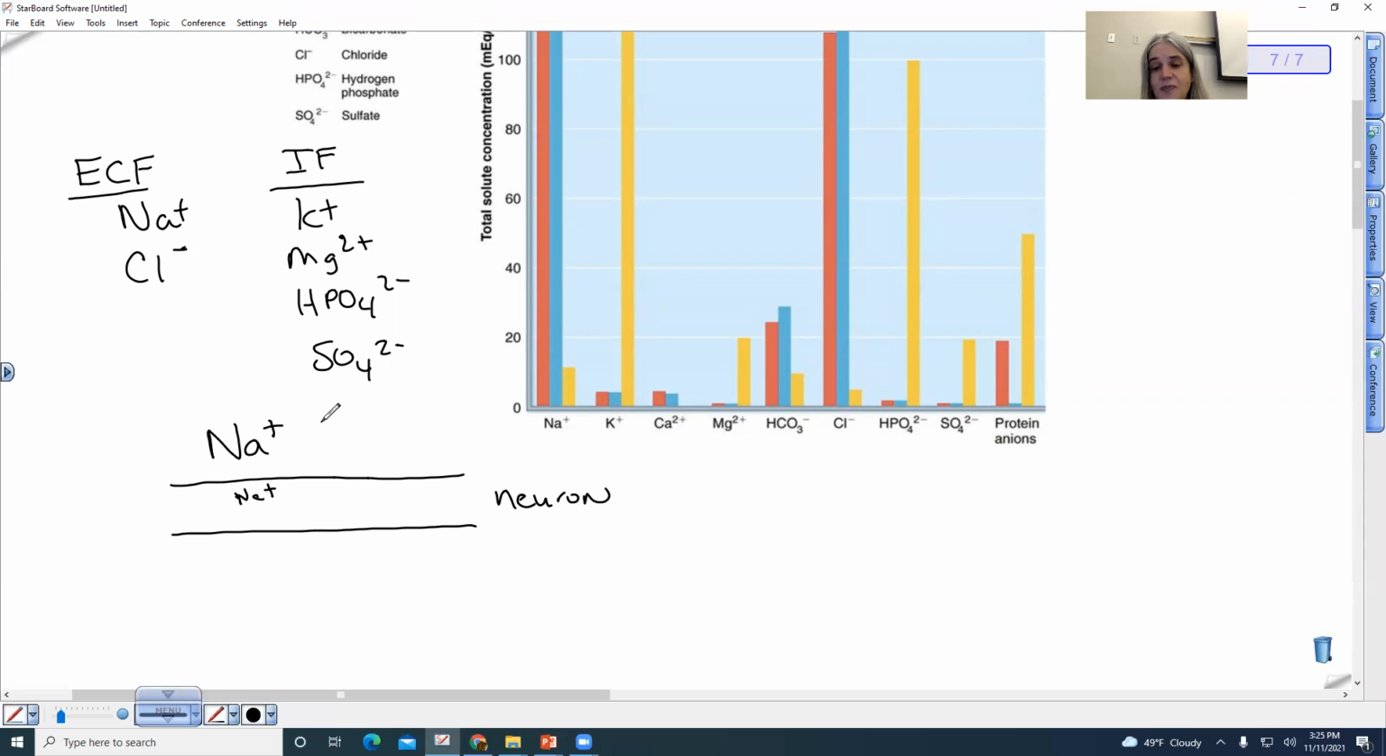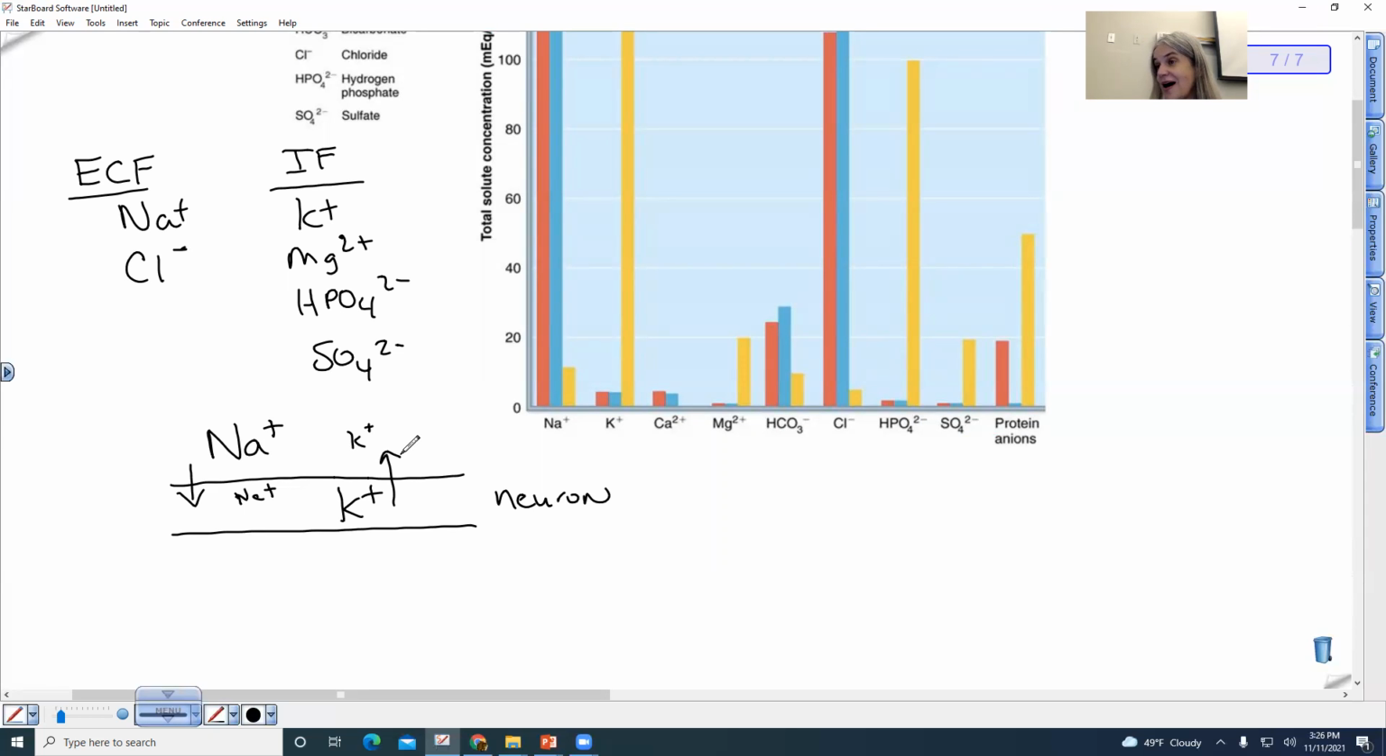That is important because when I open up channels, sodium is going to diffuse passively from a higher concentration to a lower concentration. That is the definition of passive diffusion. Likewise, I can put a big K on the inside of my IF, or intracellular, and a little k outside. And so potassium is going to diffuse out.